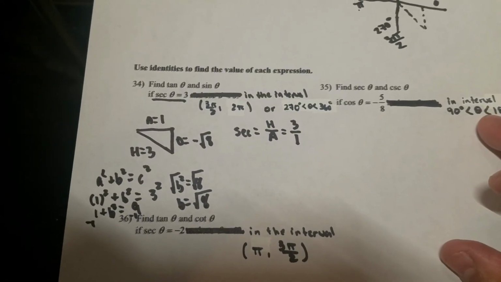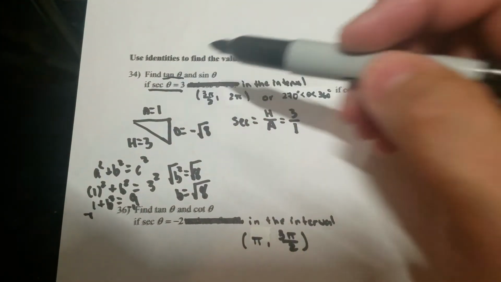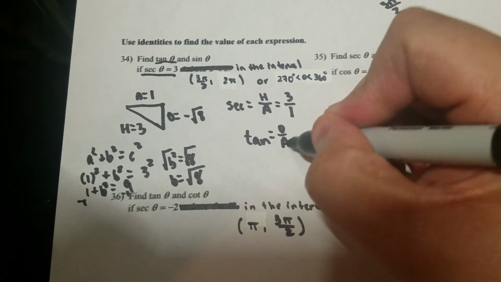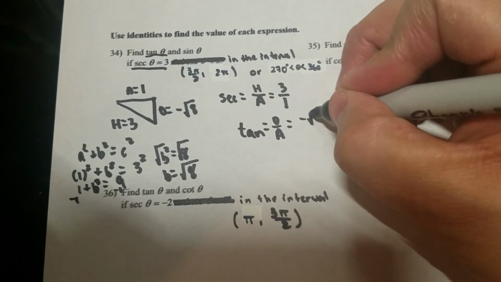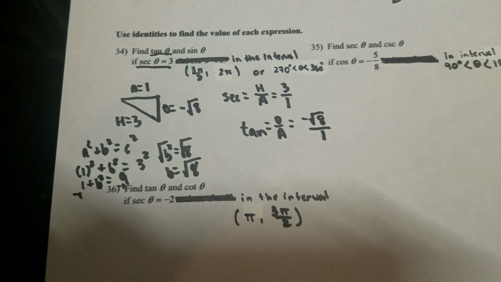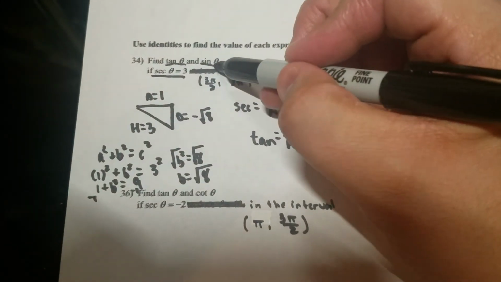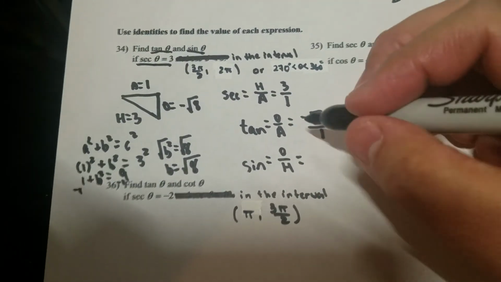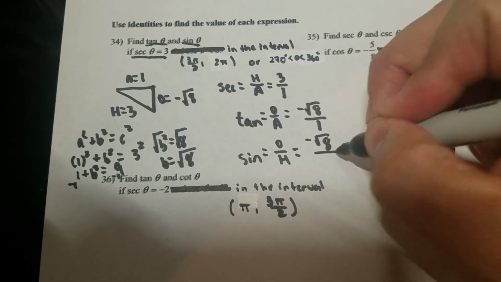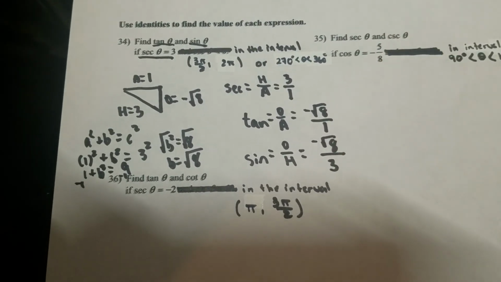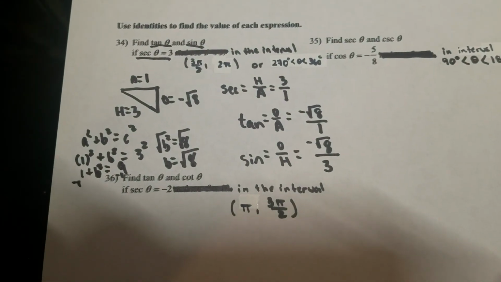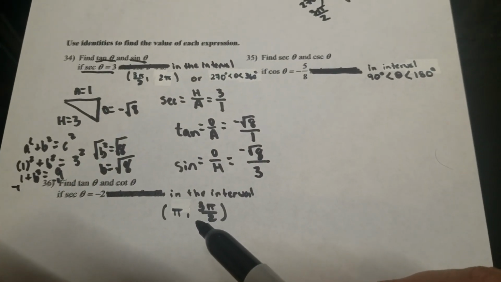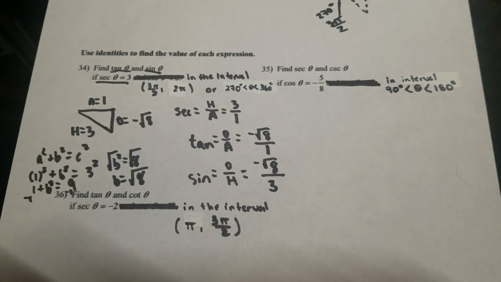So if I want to know tangent, that's what it's asking me to find. Tangent is O over A. So it's negative square root of 8 over 1. Go back up here. Sine is equal to O over H. So negative square root of 8 over H, which is 3. Okay, so again, guys, go ahead and make these changes to the other two problems. And you're going to work them out very similar to what you guys just saw right here.